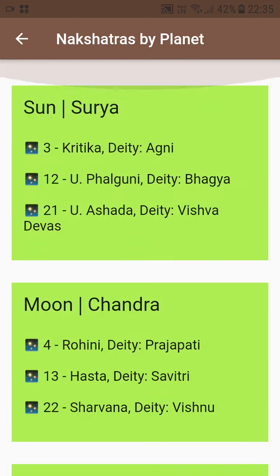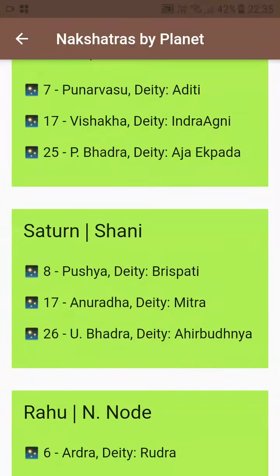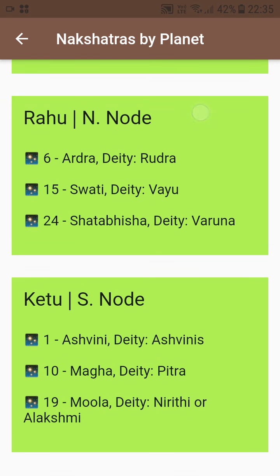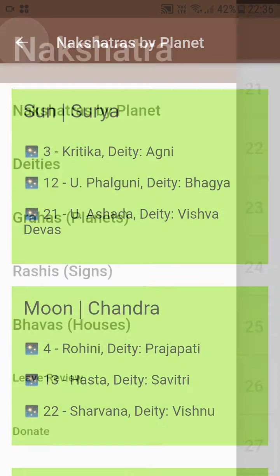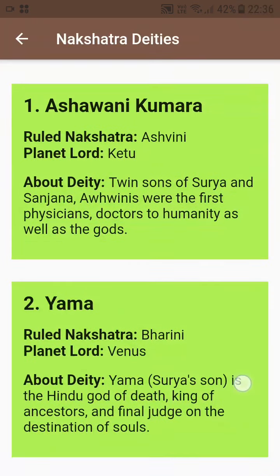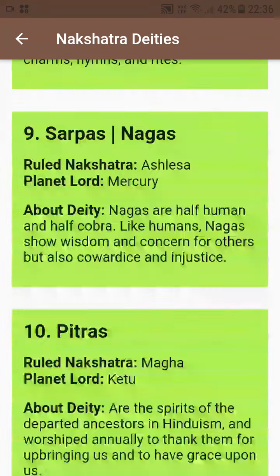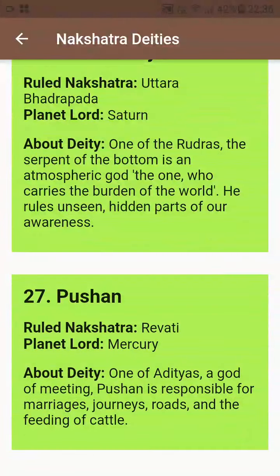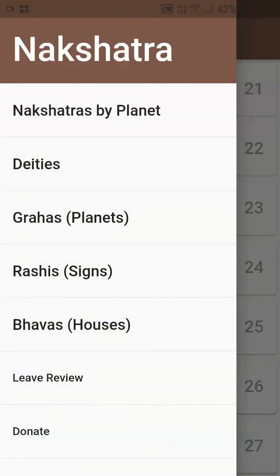Okay, so you can see these are the nakshatras and the deities ruled by each planet. Each planet, including Rahu and Ketu, rules 3 nakshatras. And the next thing is deity. If you want to learn about the deities, which will obviously improve your understanding of astrology, how it works, and the planets, the Rashis and all that.